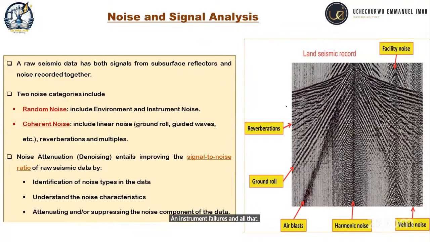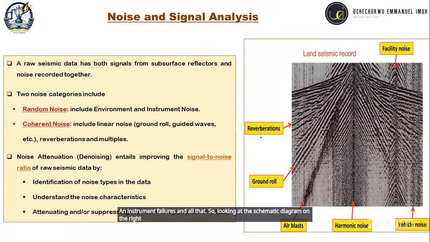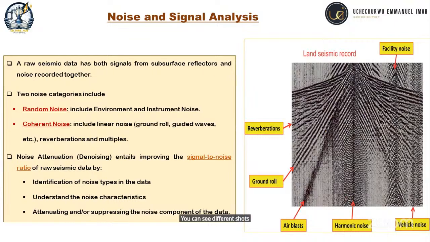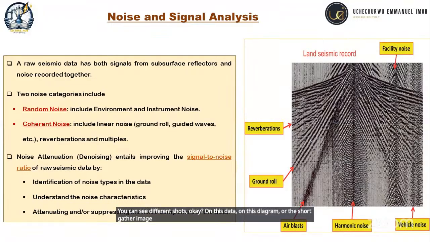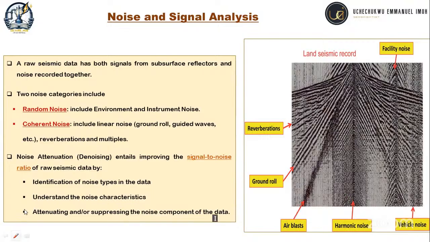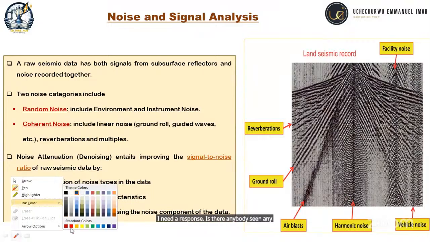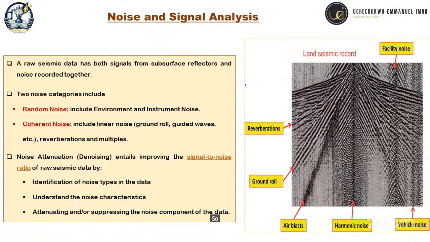So looking at the schematic diagram on the right of a shot gather, you can see different shots. Okay, on this diagram or the shot gather image on the right, are you seeing any hyperbolic shape? I need a response. Is there anybody seeing? No. Yeah, they are not seeing any hyperbolic shape. Good. So this data, the signal to noise ratio here is very low.